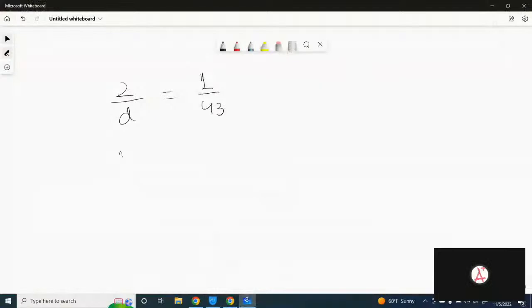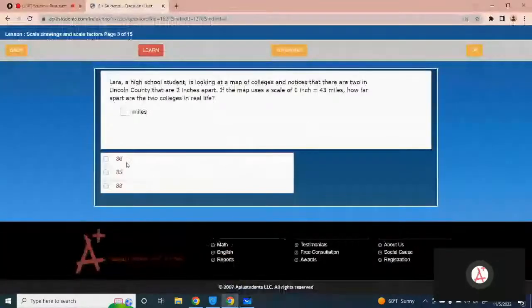Got it? Just do cross multiplication. 1 times d equals 2 times 43. So 2 times 43 is 86. So d equals 86 miles. Yes, very good, Demi. It is 86 miles. So just select the correct option and click on the OK button.